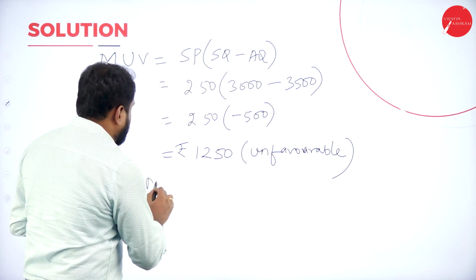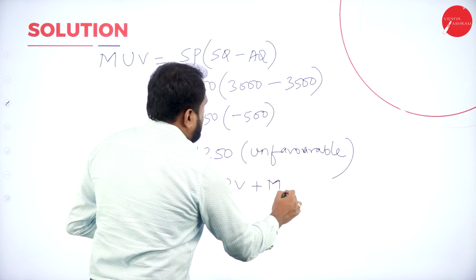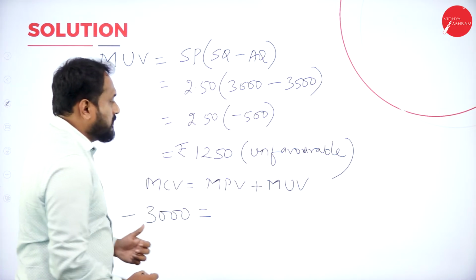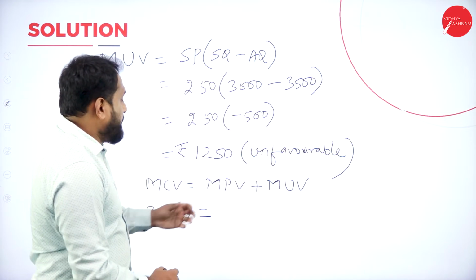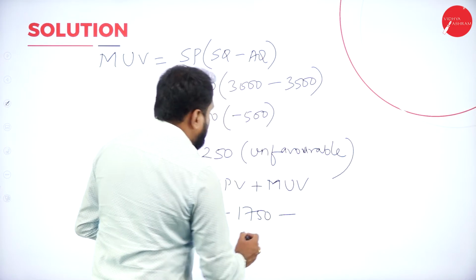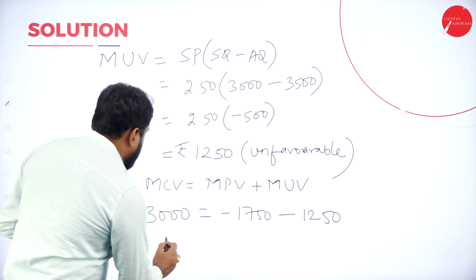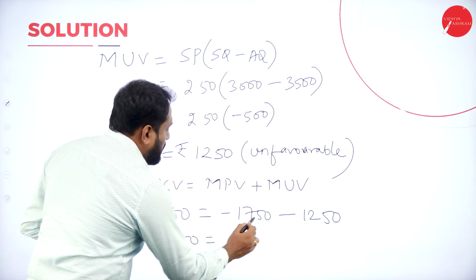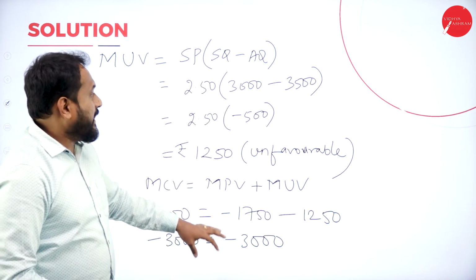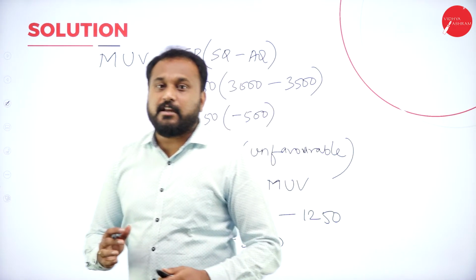How to go with verification? MCV is equal to MPV plus MUV. Now MCV we got minus 3,000 is equal to MPV, and MUV is also there. That is minus 1750 plus minus 1250. If you go with it, minus 3,000 is equal to minus 3,000. That is LHS is equal to RHS. Hence whatever we have done is all correct. So this is how you will be calculating your material variances.